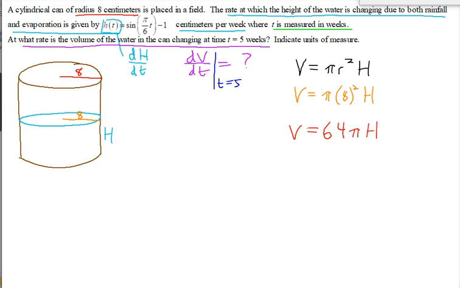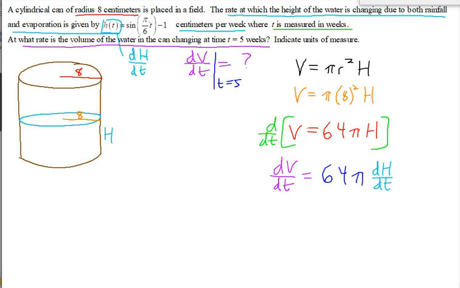And now we can find the derivative, because now we only have V and h. We know dH dt, and we're looking for dV dt. So we take the derivative right there. So the derivative of V is dV dt. The derivative of 64 pi h is 64 pi times dH dt. And then we know dH dt right here is the sine of pi over 6t minus 1.